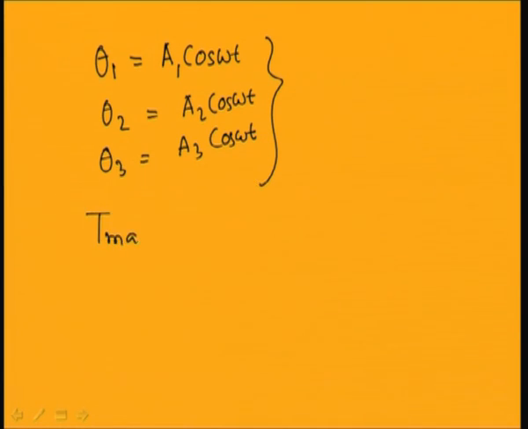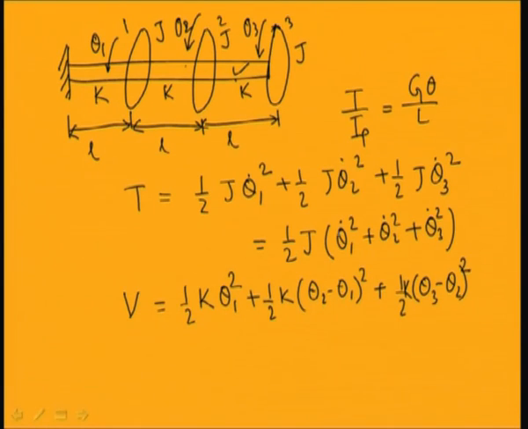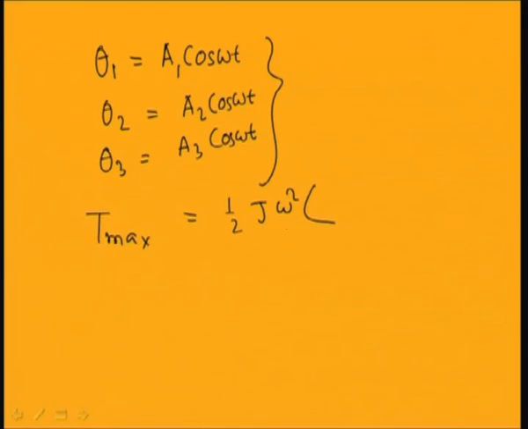So, T max will be equal to half J omega square. This is the expression for kinetic energy. So this becomes half J times theta 1 dot square plus theta 2 dot square plus theta 3 dot square. The maximum will be A1 omega square, A2 omega square and A3 omega square. So I can write this equal to half J omega square times A1 square plus A2 square plus A3 square.